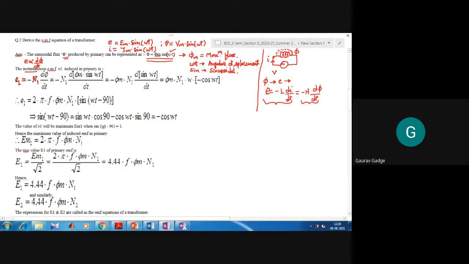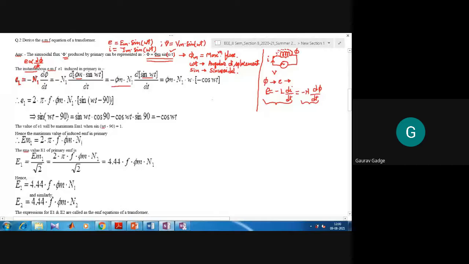Now what is the value of phi? Phi is equal to phi m sin omega t. Now differentiate this sin of omega t. So for that purpose, take out phi m constant from the bracket. So what do you get? Minus phi m n1. Now d by dt of sin of omega t. So differentiate this sin of omega t term. Now I am just taking this minus term in the square bracket, and I am writing minus cos omega t.